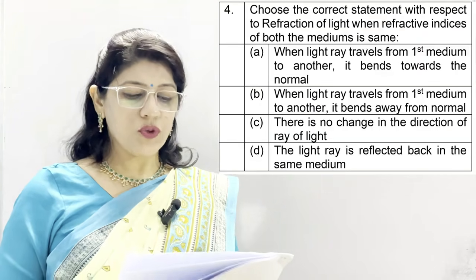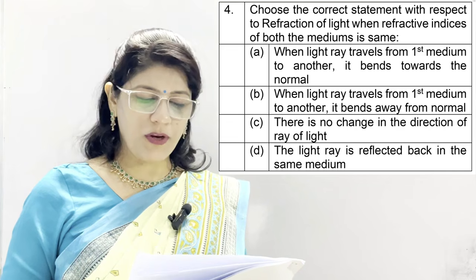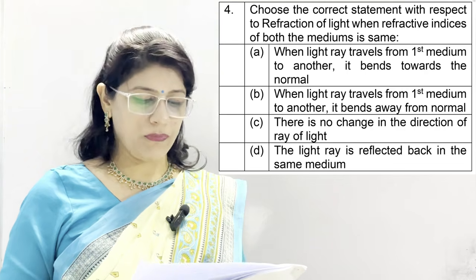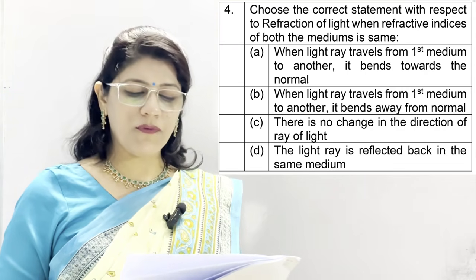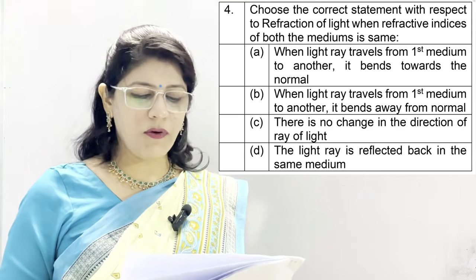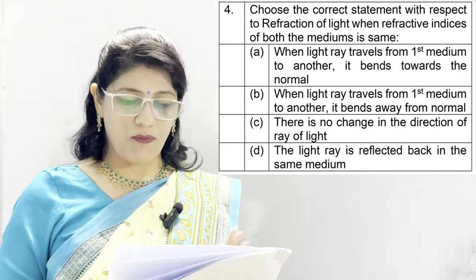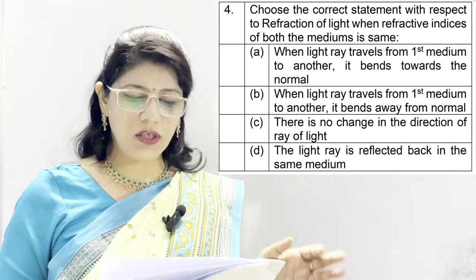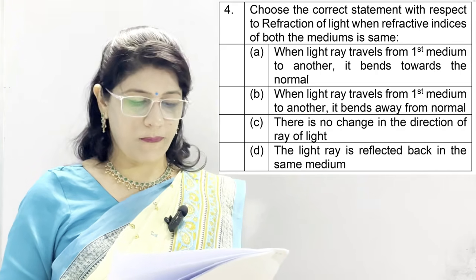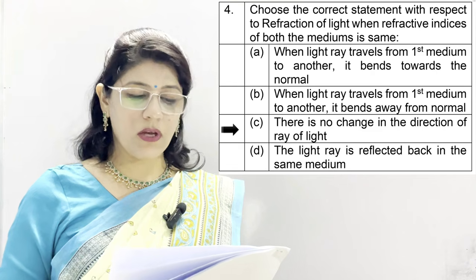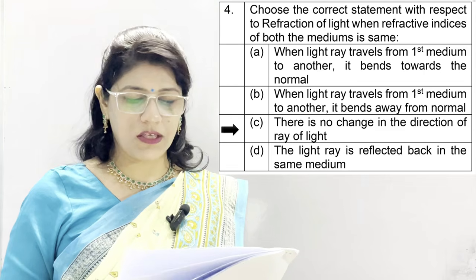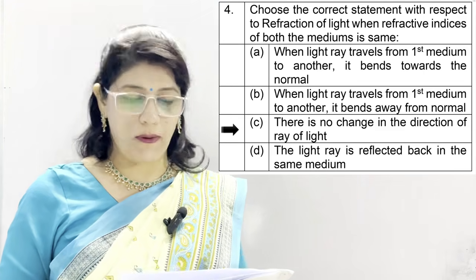In question number 4, choose the correct statement with respect to refraction of light when refractive indices of both the mediums are the same. Option A, when light ray travels from first medium to another, it bends towards the normal. B, when light ray travels from first medium to another, it bends away from the normal. C, there is no change in the direction of ray of light. And D, light ray is reflected back in the same medium. Option C is correct, because we know the refractive indices of both the mediums are the same.